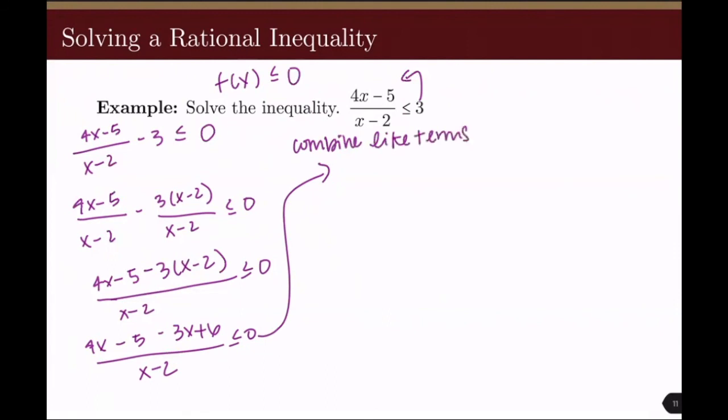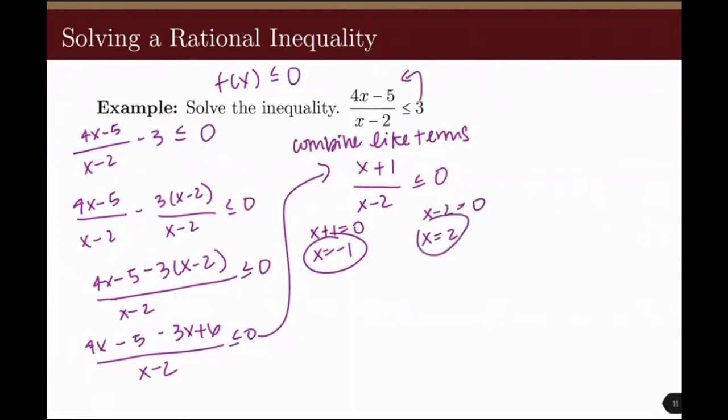Next, we'll combine like terms. All right, once we're here, remember that the denominator can never be 0. So what we want to do is figure out when the numerator is going to be 0. So it's going to be x plus 1 equals 0, means x is negative 1. Then we want to find our boundary point, which is when the denominator is equal to 0, because we can't have that. So that means x is 2. So now we're going to make our sign chart. We have negative 1 and 2.